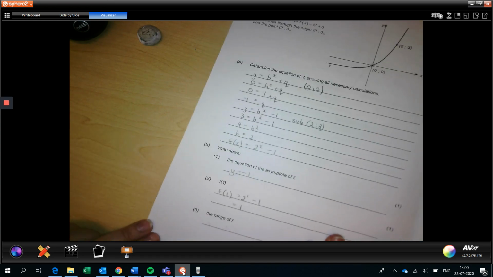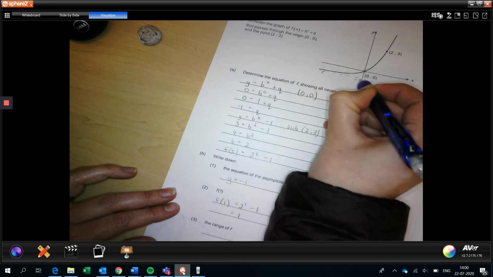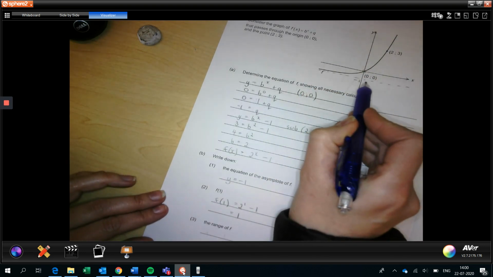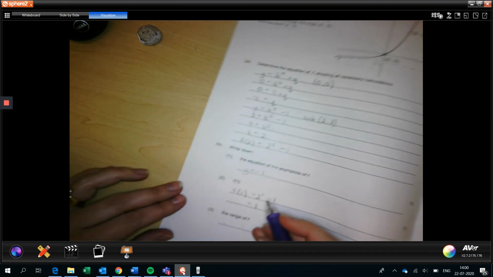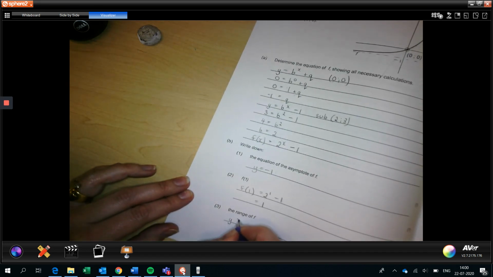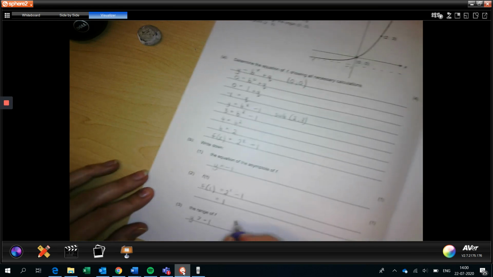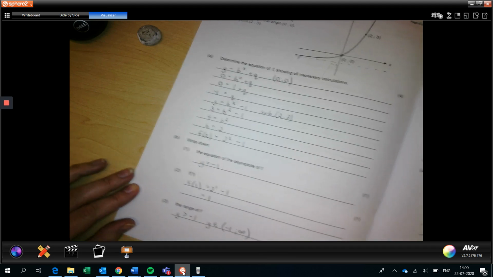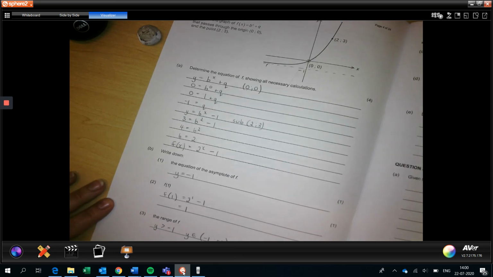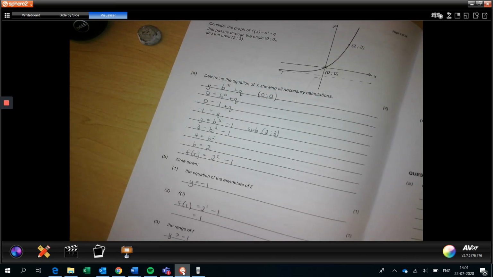And then the range of f. Well, if you look here, remember the asymptote is there, it's going through negative 1, and there are no y values below that asymptote, there are only y values above the asymptote. So my range is y is greater than negative 1. If you choose to write in interval notation, then you would say y is an element from negative 1 to infinity.